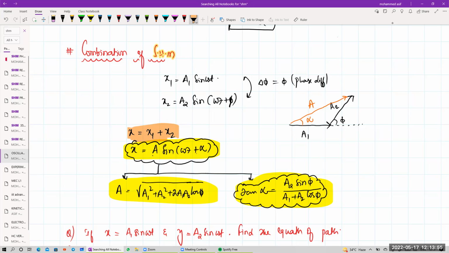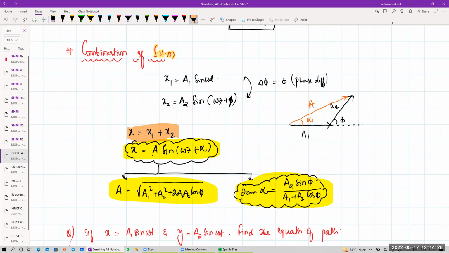Now how do you calculate this resultant A? A is calculated with the formula square root of a1 square plus a2 square plus 2 a1 a2 cos phi, like the parallelogram law of vector addition: R equals square root of p square plus q square plus 2pq cos theta. So A is the resultant amplitude of the two equations. In the same way, tan alpha equals a2 sin phi divided by a1 plus a2 cos phi.